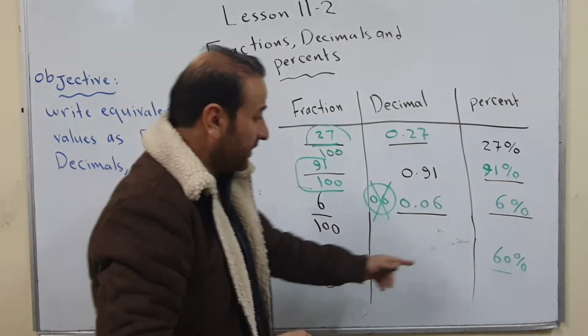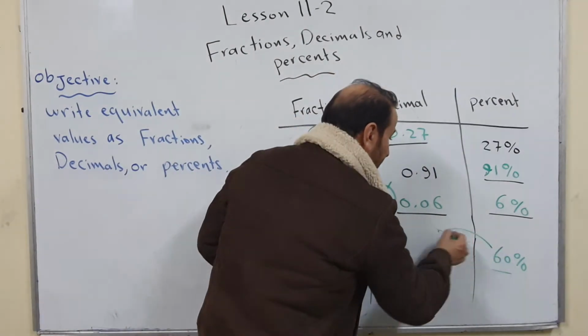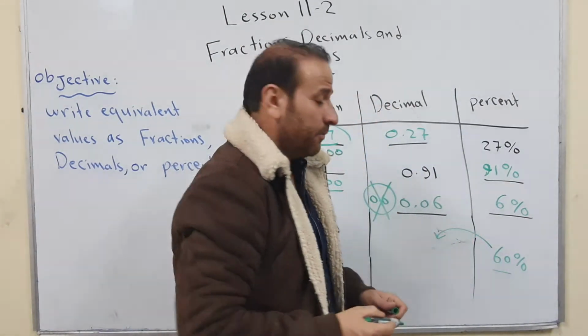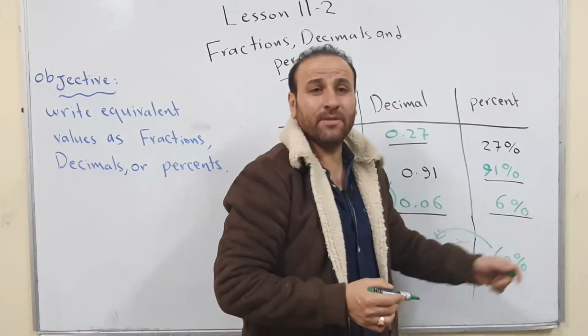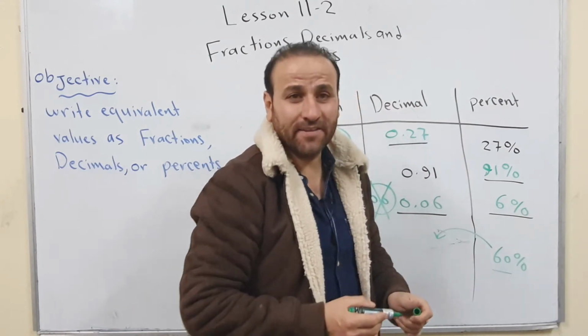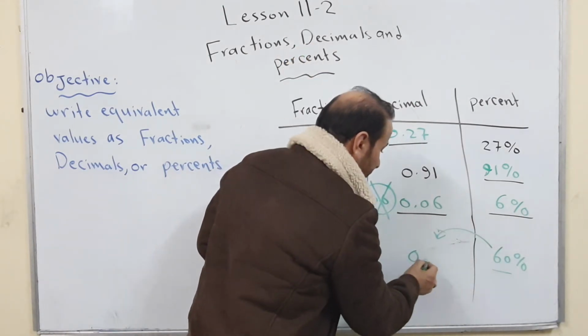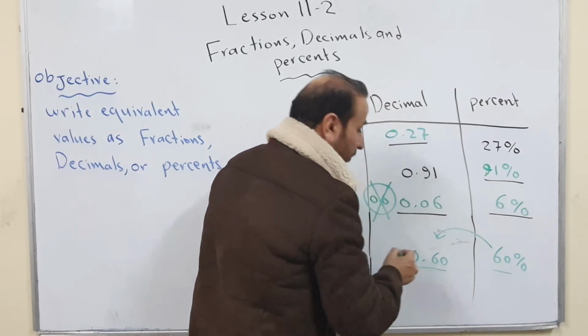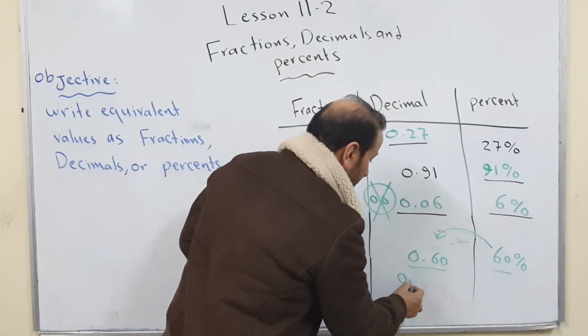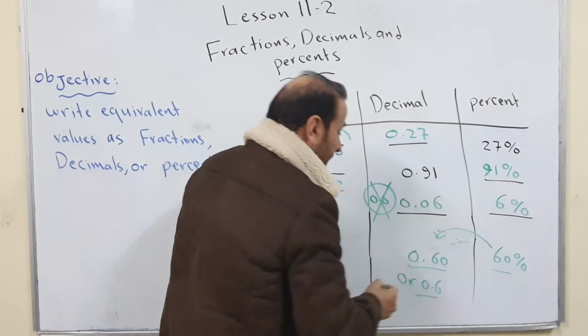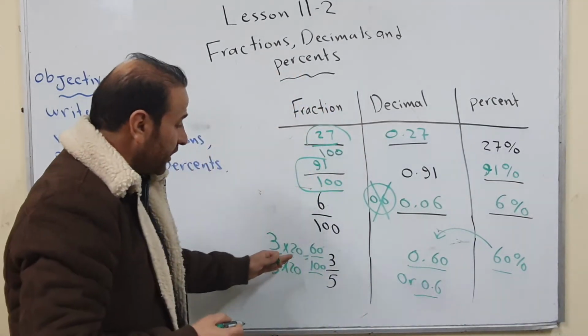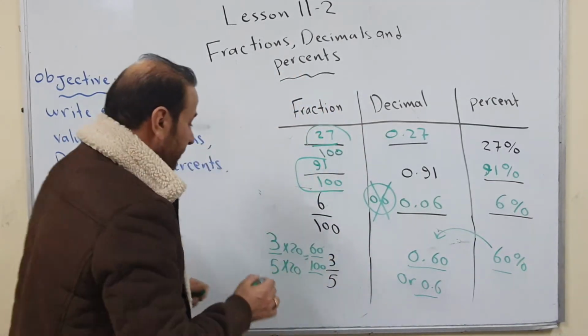But now it's easy to change it from percent to decimal because 60% means 60 hundredths. It's 0.60 or 0.6. But if you want to change it directly to a decimal, you can use long division.